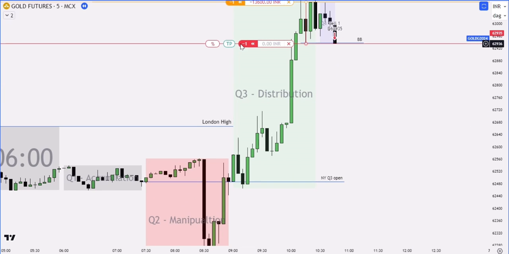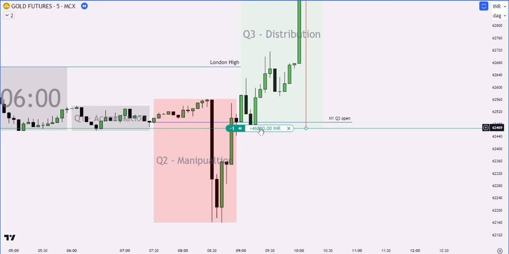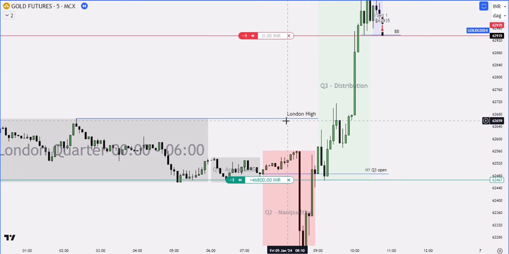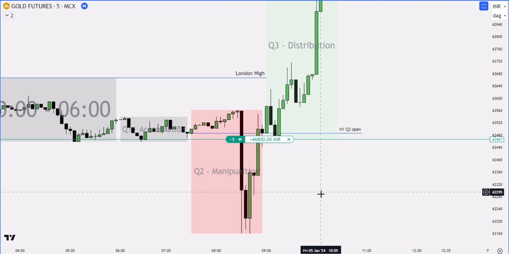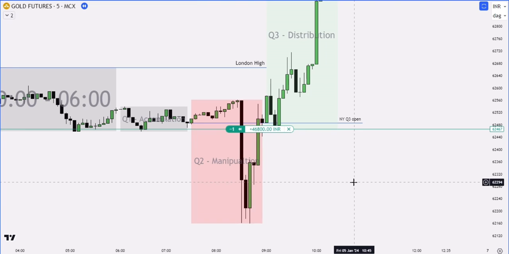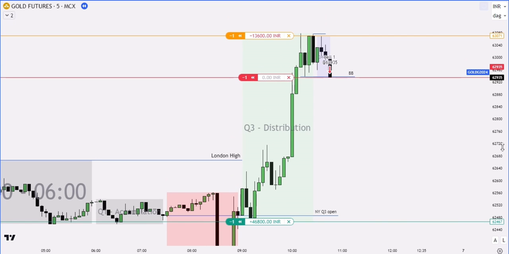Then your first drawn liquidity would be the Q3 distribution high, low, right? And also the London high would be valid as a drawn liquidity. Okay. Then your best case scenario would be your Q2 manipulation low, sell side, because that too is true sell stops, right? Okay. Let's say you pretty much got this entry.